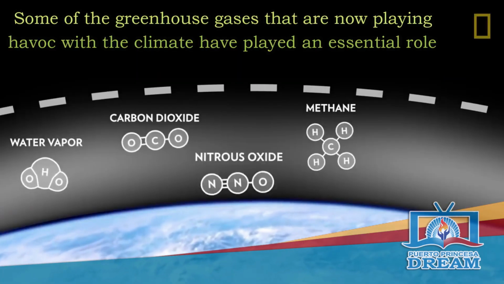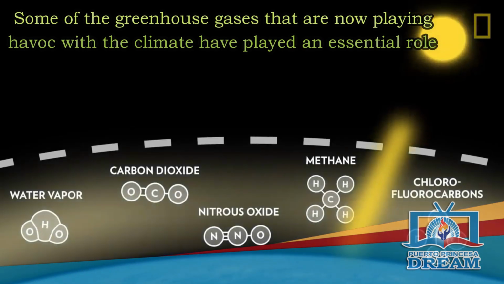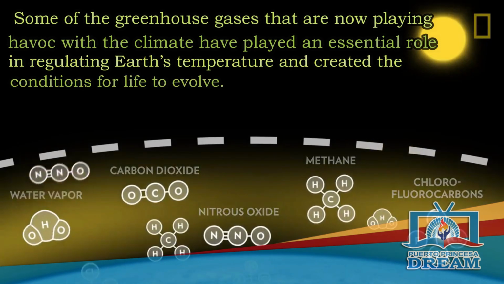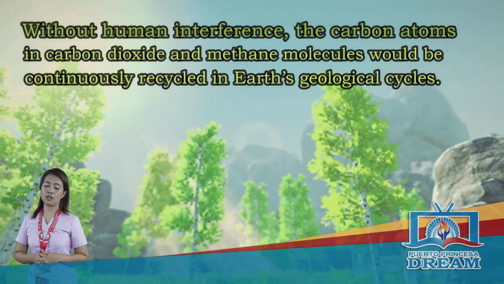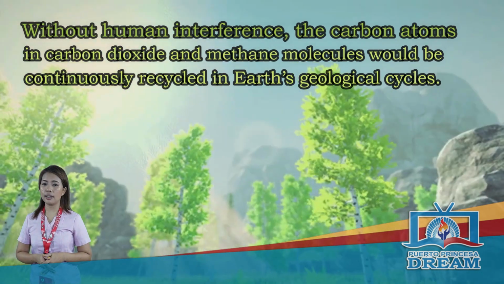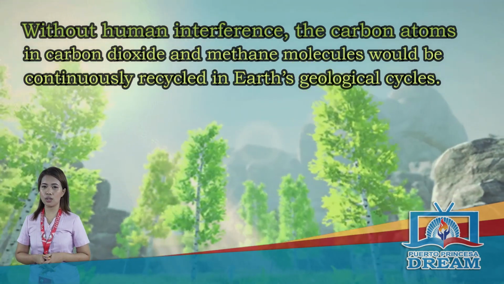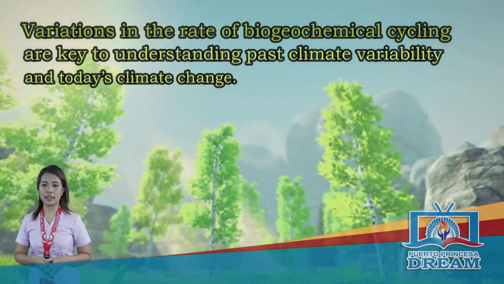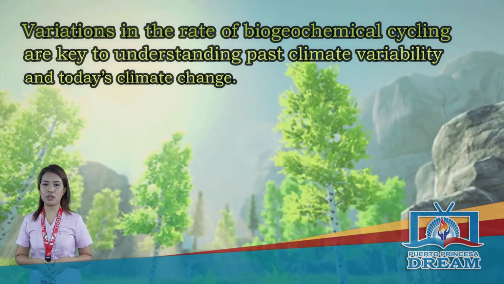In geologic history, some of the greenhouse gases that are now playing havoc with the climate have played an essential role in regulating Earth's temperature and created the conditions for life to evolve. At these long time scales, without human interference, the carbon atoms in carbon dioxide and methane molecules would be continuously recycled in Earth's geological cycle. Variations in the rate of biogeochemical cycling are key to understanding past climate variability and today's climate change.